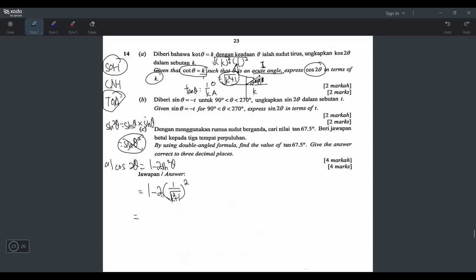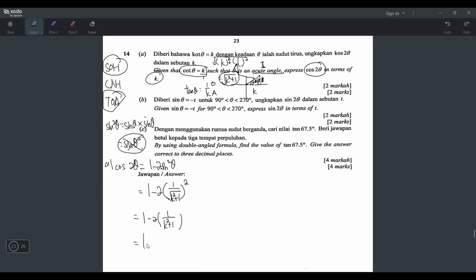You cannot do 1 minus 2 first. You have to do the square first. After doing the square and times 2, only then can you do the 1 minus. It means the 1 minus you cannot do first; you have to do it last, because there is a square. So let's do the power first. When you power, the top is squared and the bottom is squared. So 1 power 2, 1 square is 1. Square root of k square plus 1, you are left with k square plus 1, because when you square a square root, it cancels.